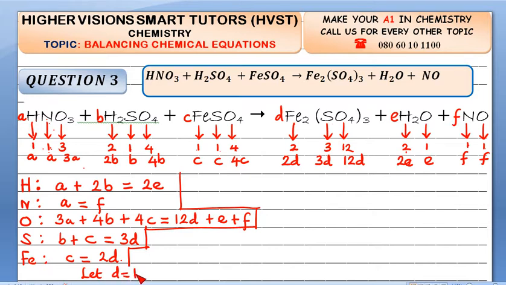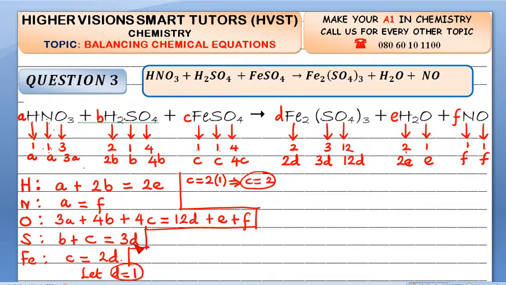If D is 1, the simplest equation that involves D seems to be the last one. C is equal to 2D. So that means C is equal to 2 into D. D is 1, so I'm going to put 1 as D. What does that give me? C will now be 2. If D is 1, C is 2.